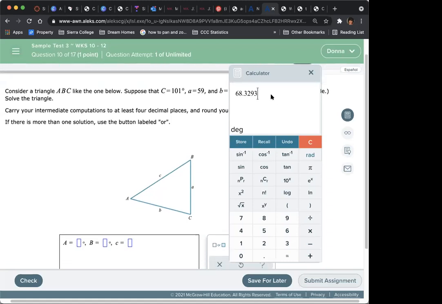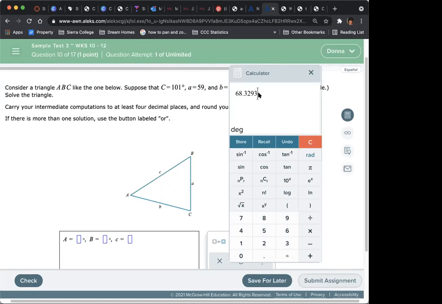All right. So let's go ahead and write that now. So I'm going to take the 25 squared. Put that first. So 25 squared plus 68.293 squared minus 59 squared divided by 2 times 25 times 68. You know what would have been a good thing? I should have stored that. That's 68.3293.